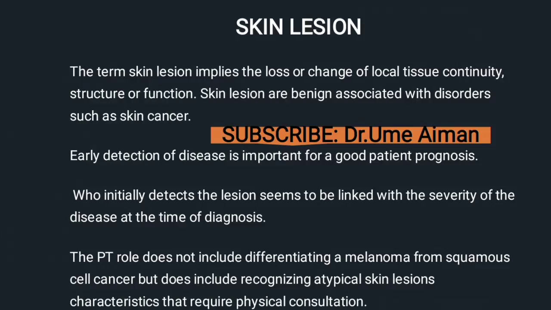Skin lesion. The term skin lesion implies the loss or change of local tissue continuity, structure, or function. Skin lesions can be benign or associated with disorders such as skin cancer. Wherever you see the word skin lesion, you have to utilize your knowledge, or set a background that it may mean there is some sort of cancer, that is, a change in local tissue continuity, structure, or function. Early detection of disease is important as it may lead to a good prognosis for a doctor or a patient. Who initially detects the lesion seems to be linked with the severity of the disease at the time of diagnosis.